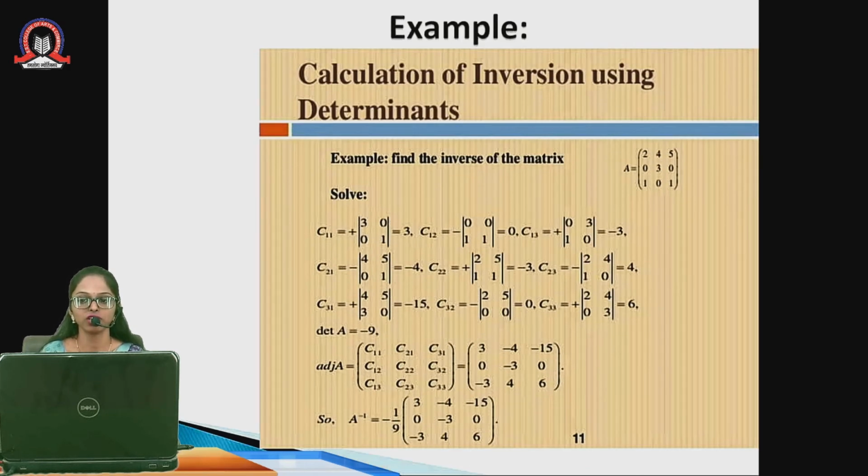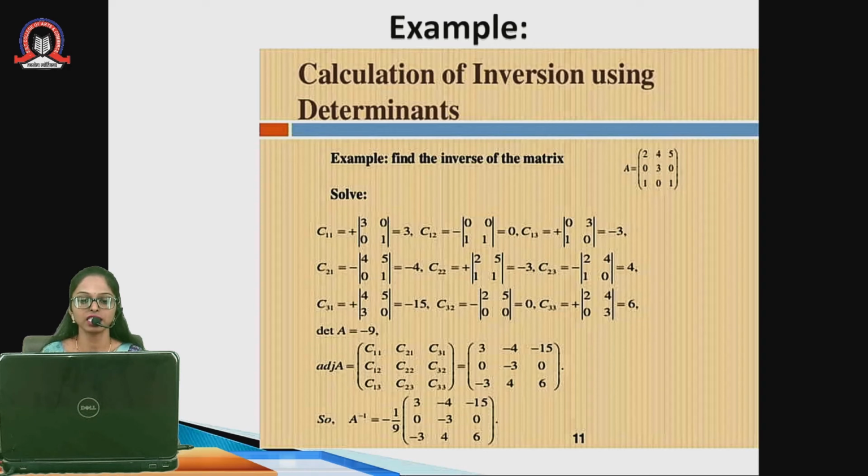Calculation of inversion using the determinants. Find the inverse of the matrix A equal to 2 4 5, 0 3 0 and 1 0 1. First find the adjoint of A, that is C11 is equal to, eliminate the first row and first column, we get 3 0 0 1 and its determinant is 3.